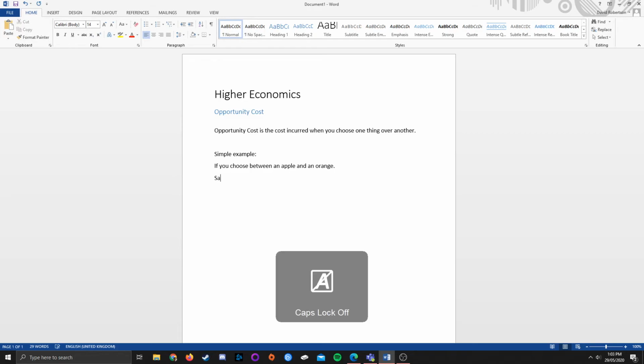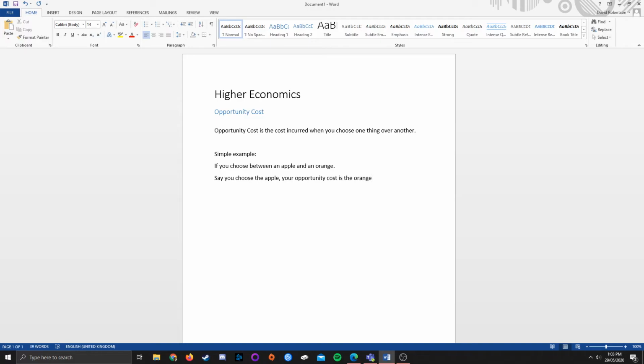So say you choose the apple, okay, you've chosen the apple, you're going to eat the apple. Your opportunity cost in that case is the orange, because you've not chosen the orange. You've only got one thing to eat in that certain amount of time, so you're either going to pick the apple or the orange. You can't eat both at the same time, so you're going to pick the apple, and therefore your opportunity cost is the orange because you've not picked that.